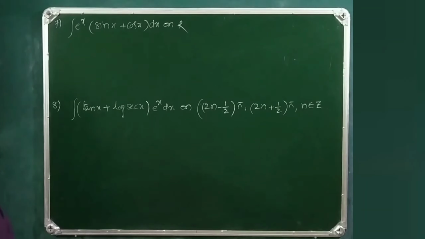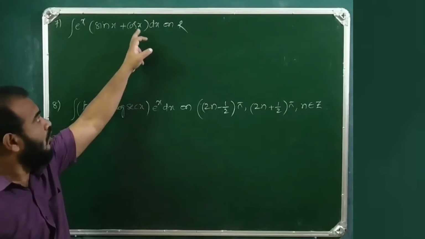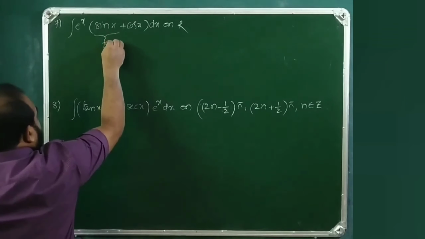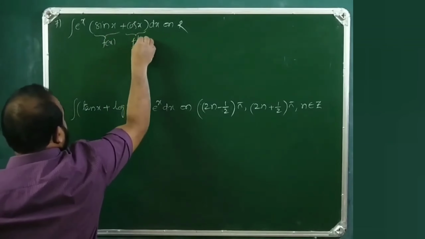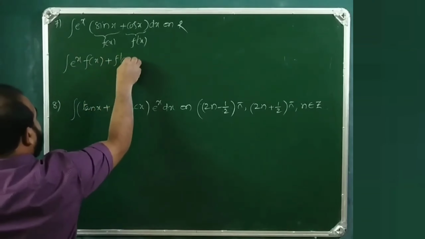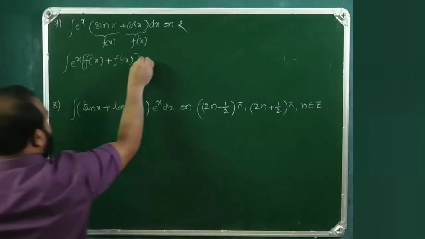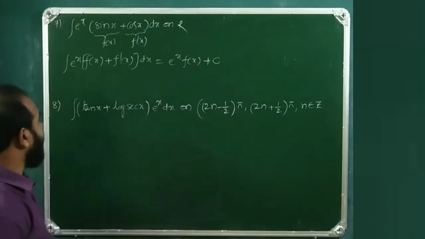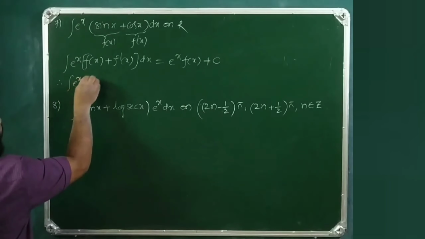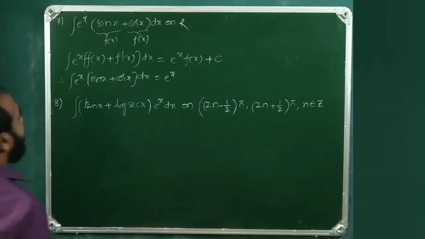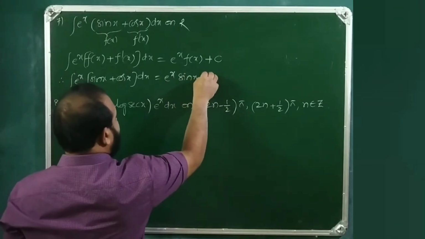Integral e^x into sin x plus cos x dx on R. Here the derivative of sin x is cos x, but the derivative of cos x is minus sin x. So if you take it as f of x, then it will be f dash x. So we have the integral of e^x into f of x plus f dash x, whole dx, equals e^x into f of x plus constant of integration c. Therefore, the integral of e^x into sin x plus cos x is e^x into f of x, here f of x is sin x, so e^x sin x plus constant of integration c.